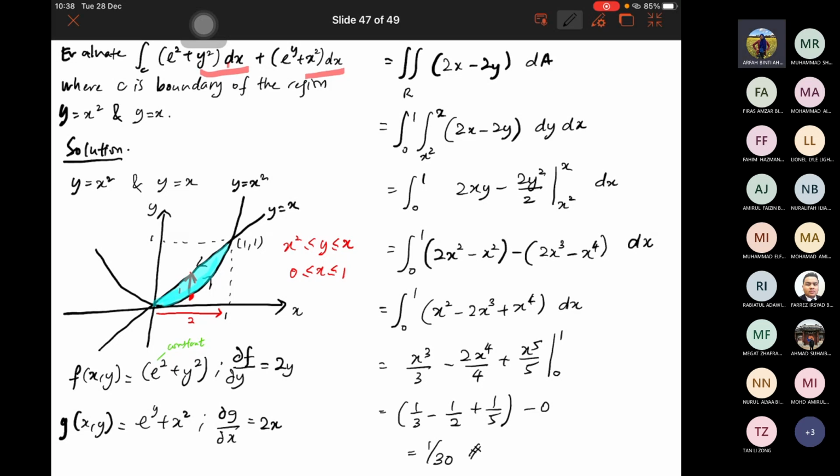Any question so far? Ada soalan kelas? Senyap je, tandanya tak ada. Tak ada. Okay. So far.